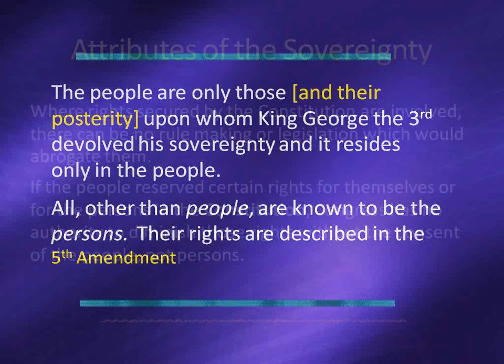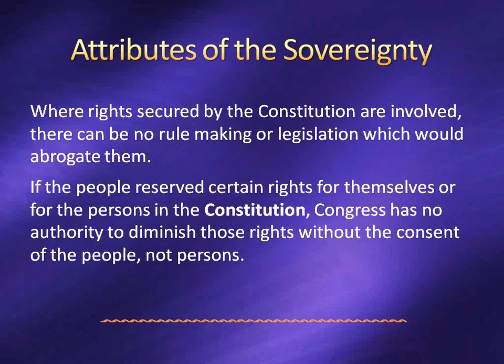Further to review what we've already learned, we're going to make a list of some of the attributes of the sovereignty, pull them together from all that information in part one, and list them here. So number one: where rights secured by the Constitution are involved, there can be no rule-making or legislation which would abrogate them. If the people reserve certain rights for themselves or for the persons in the Constitution, Congress has no authority to diminish those rights without the consent of the people, not the persons.